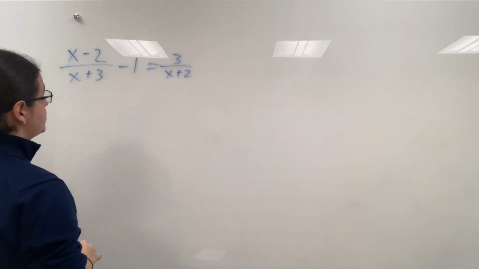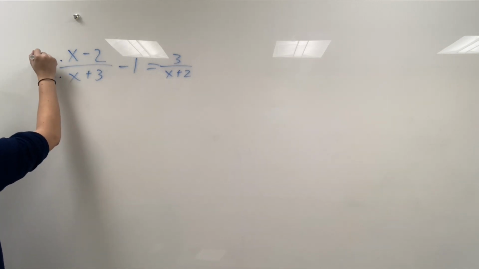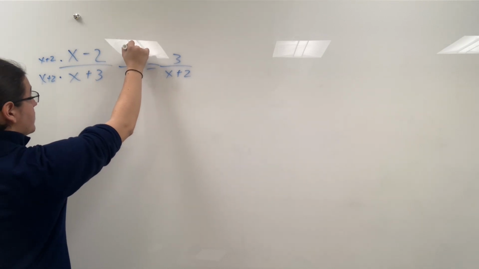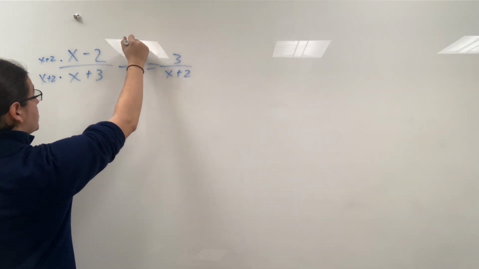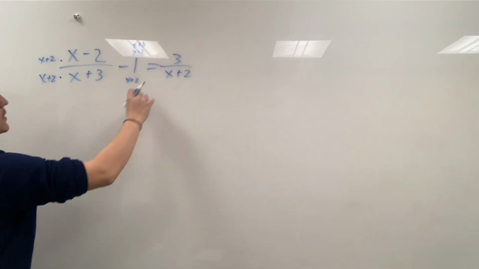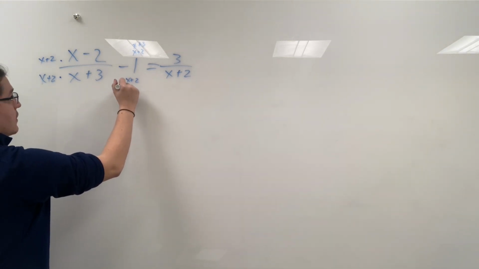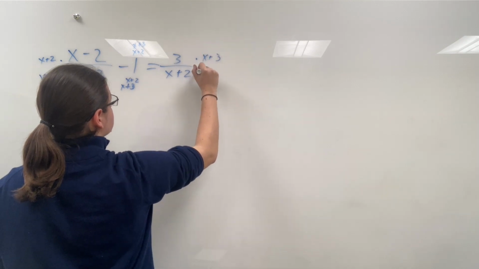So let's do some multiplying. We know this and that, x plus 2, x plus 2. This is going to be x plus 2 on the top and x plus 2 on the bottom. And also x plus 3. Because it's just the one, it needs both. That's why. Then multiply top and bottom by x plus 3.